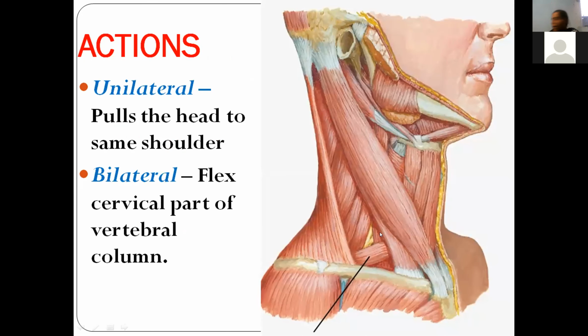Now, actions of sternocleidomastoid. What is this muscle doing? When we turn the head towards the opposite side, this muscle is contracting. That means it pulls the head to the same shoulder. And if you flex both the muscles at a time, the best example is when you are trying to lift your head from the pillow when you get up from the bed.